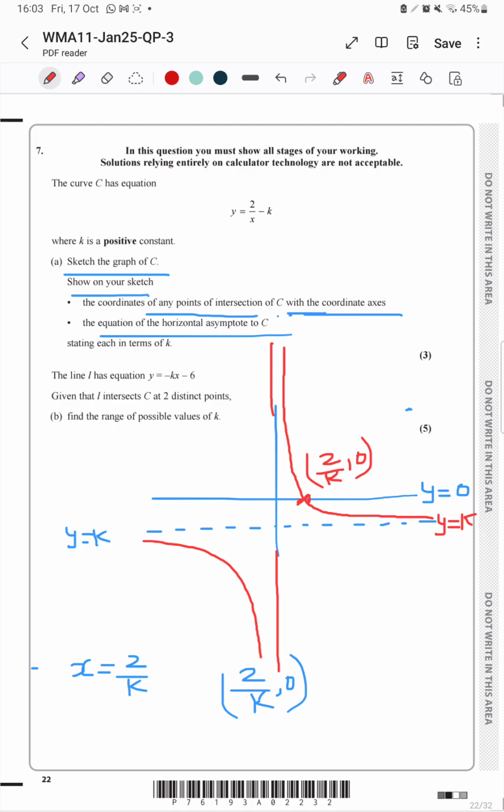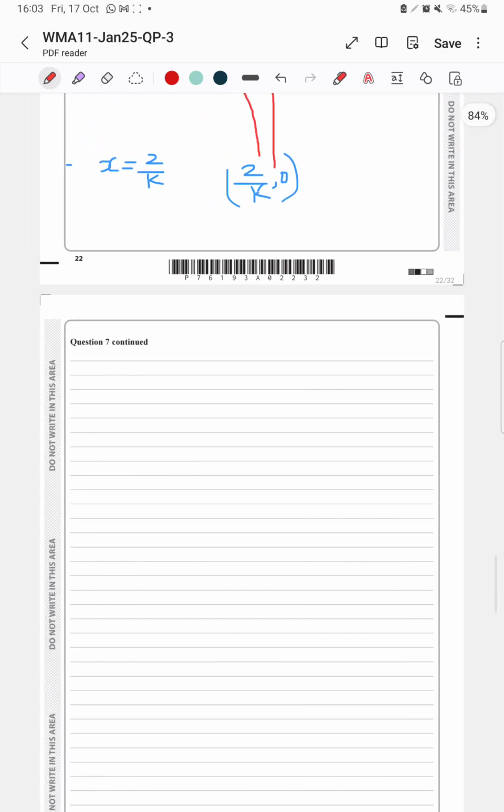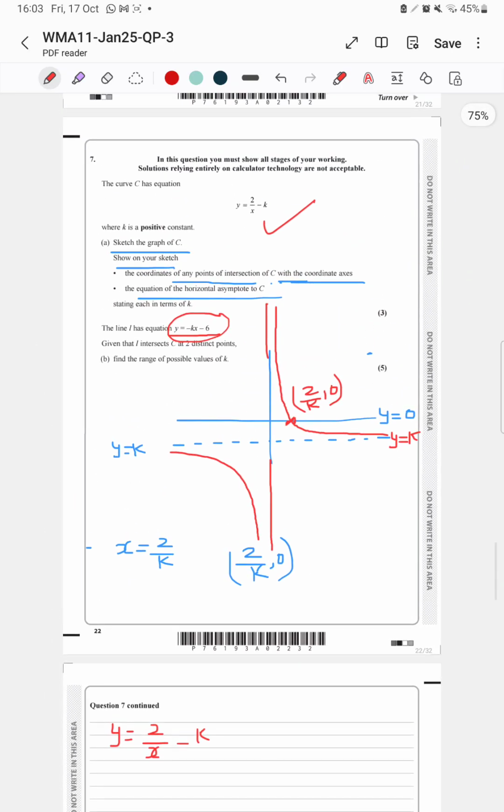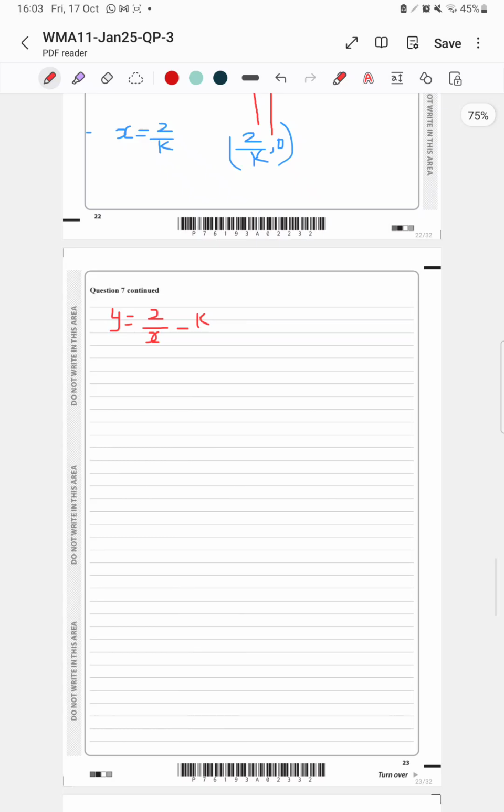Next, we have the second part of the question, and they said the line L has an equation, this one, y equal to negative kx minus 6, given that L intersects C at 2 points. So this is a line, and it is intersecting the curve, this graph, at 2 distinct points. So what I can do is find the point of intersection by equating their y values. We have y for the curve as 2 over x minus k, and for the second equation y is equal to minus kx minus 6. So I will equate these two y values.